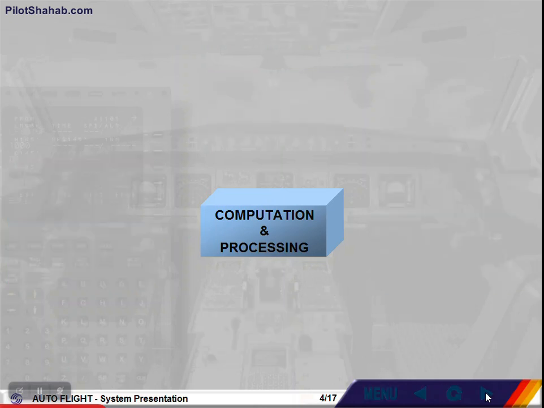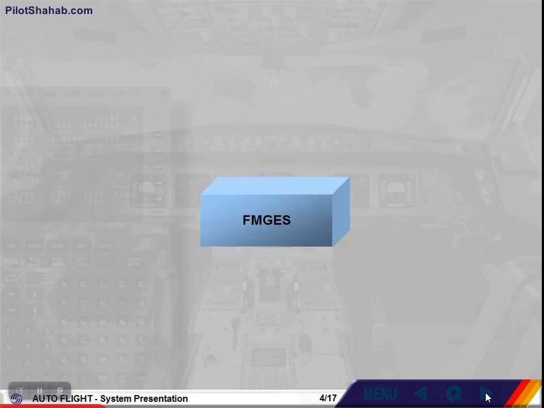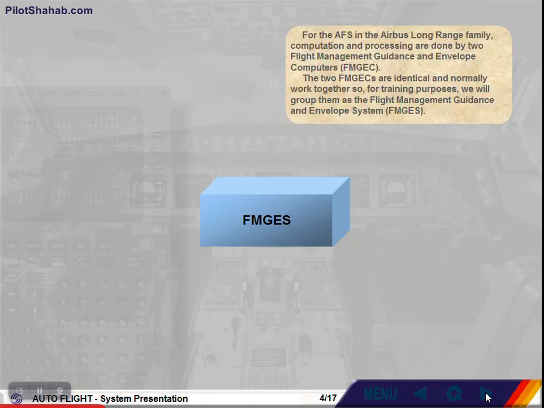For the AFS in the Airbus long-range family, computation and processing are done by 2 Flight Management Guidance and Envelope Computers, FMGEC. The 2 FMGECs are identical and normally work together, so for training purposes, we will group them as the Flight Management Guidance and Envelope System, FMGES.